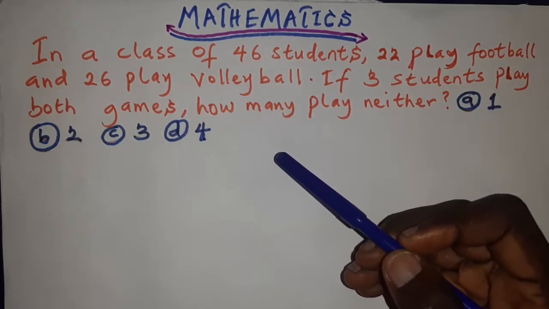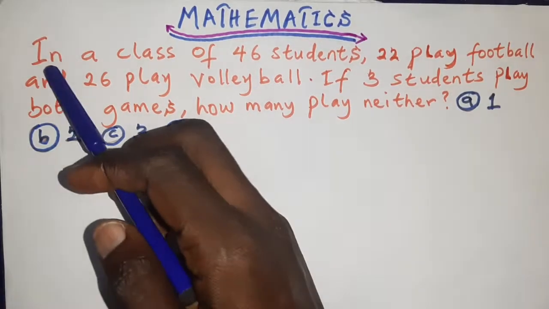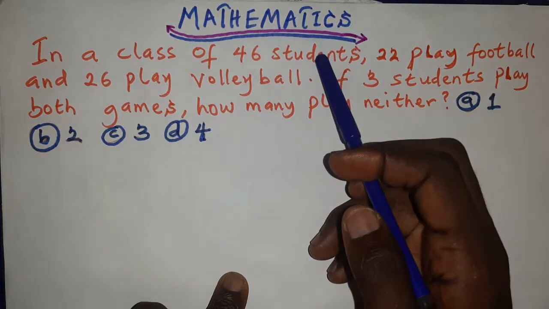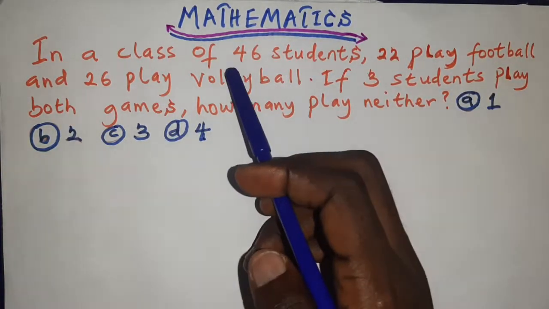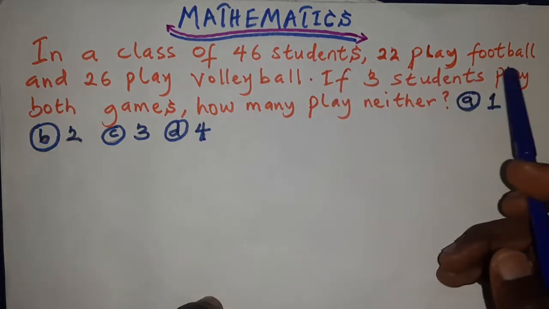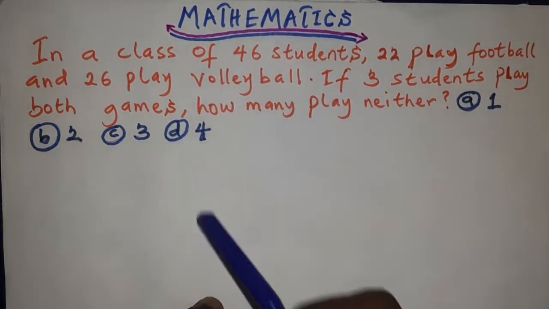Okay, so we have an interesting question here. It's a JAMB question under set theory. It says, in a class of 46 students, 22 play football and 26 play volleyball. If 3 students play both games, how many play neither? And we have some options here.